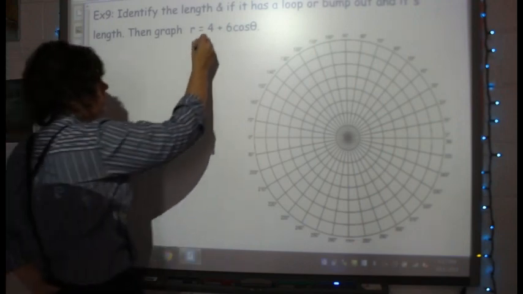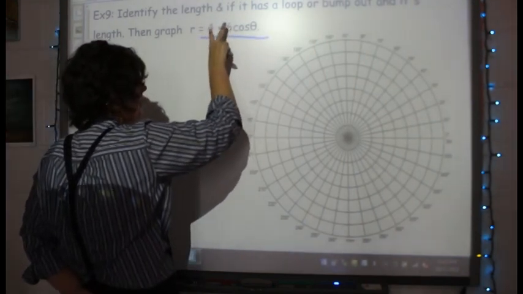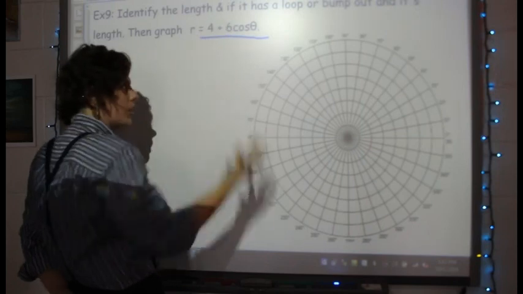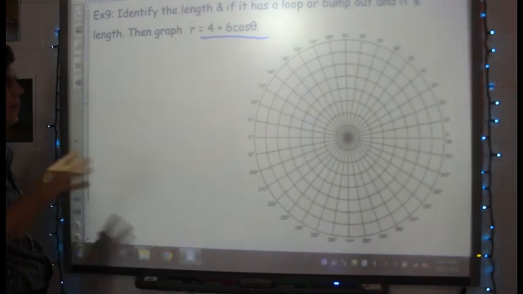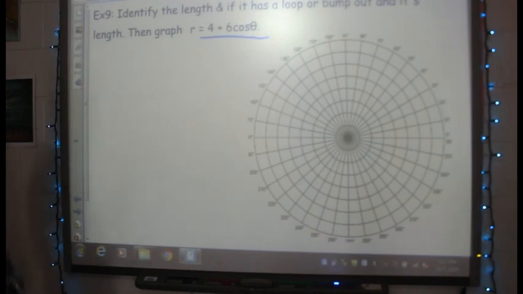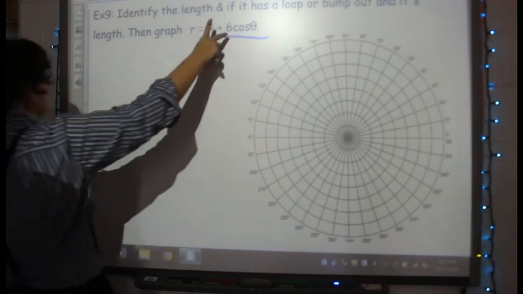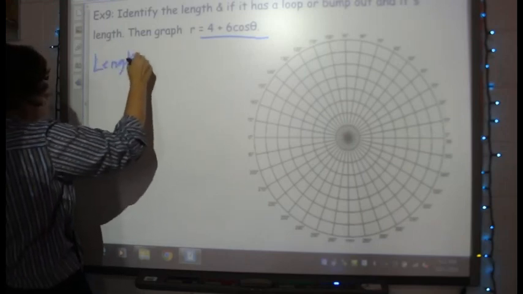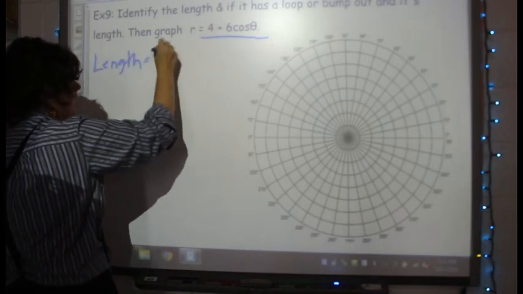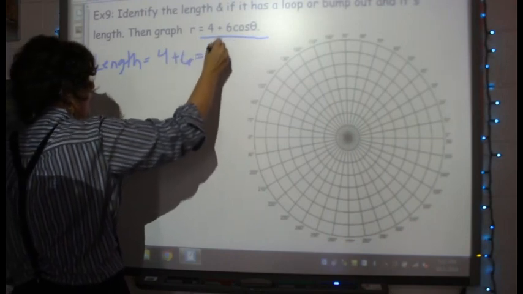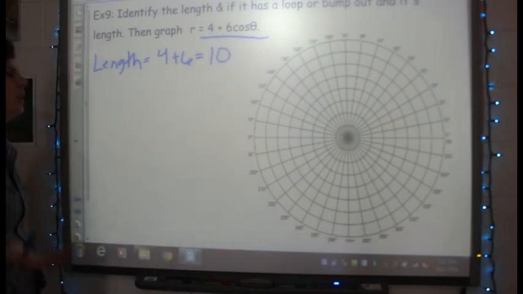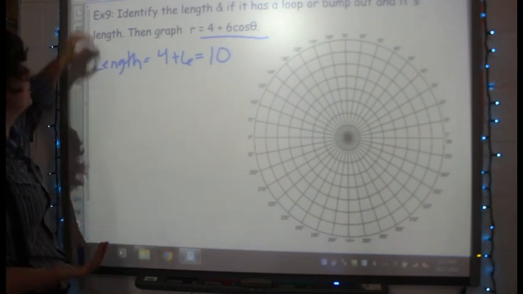So first things first, I know that it's a limacon because I have two different numbers. If I had a 4 and a 4 or a 6 and a 6, then it would be a cardioid and we wouldn't have to worry about whether it had a loop or a bump out. But I know that it's a limacon because I have two different numbers here. And I can go ahead and talk about the length of the limacon as a whole. It's just going to be 4 plus 6, and 4 plus 6 gives me a length of 10. Then I need to determine if it's going to be a loop or a bump out.